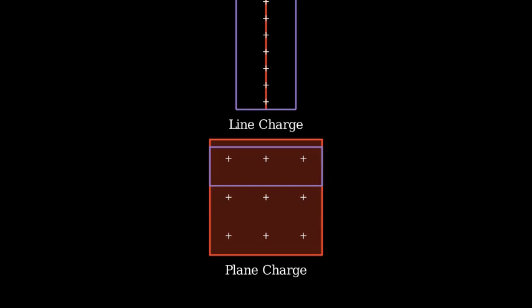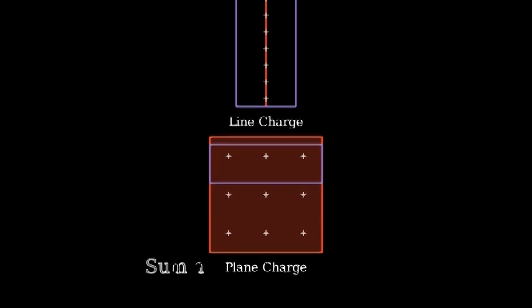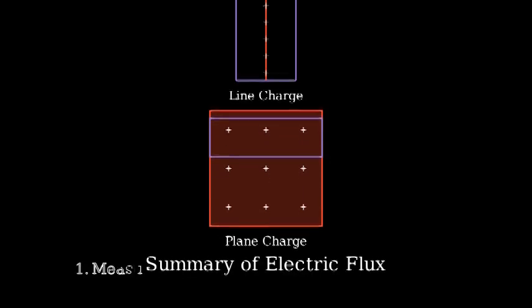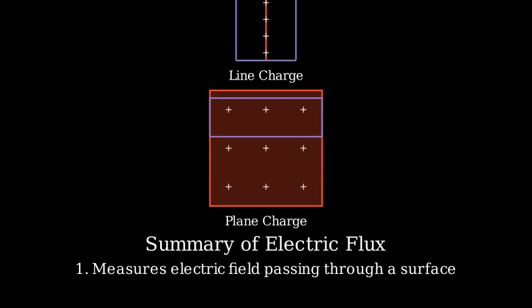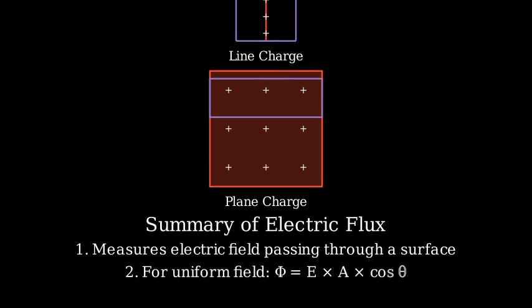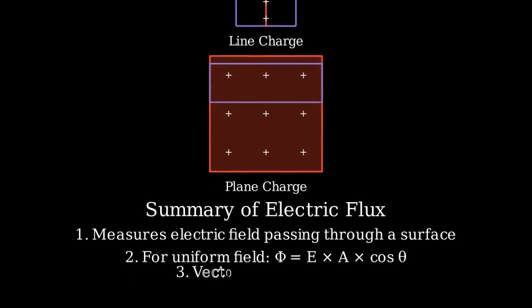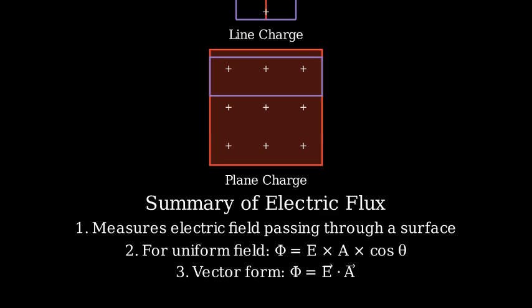Let's summarize what we've learned about electric flux. 1. Electric flux measures the electric field passing through a surface, similar to how water flows through a net. 2. For a uniform electric field, flux is given by E times A times cos theta. 3. In vector form, flux is the dot product of the electric field vector and the area vector, E dot A.